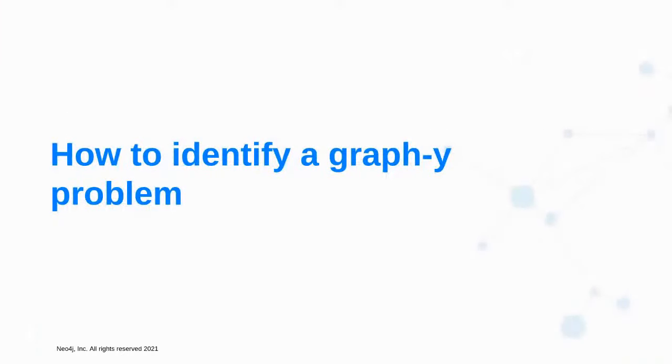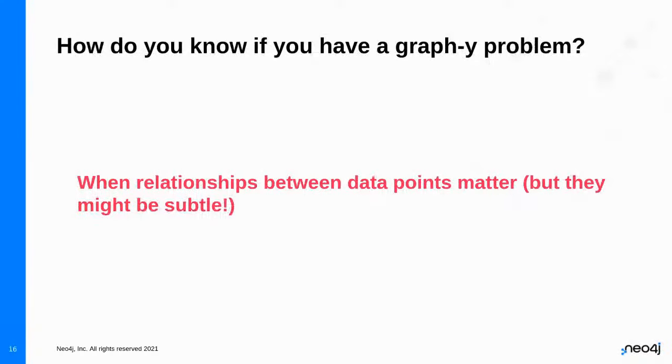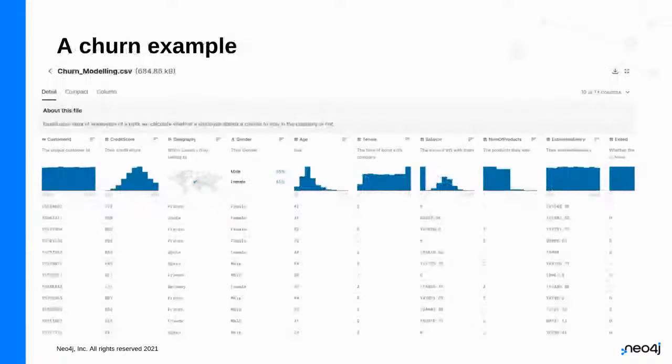Okay, now we're going to play a game. How to identify a graphy problem. And I said before, when relationships between the data points matter, but they might be subtle. We might not always realize that we have relationships.